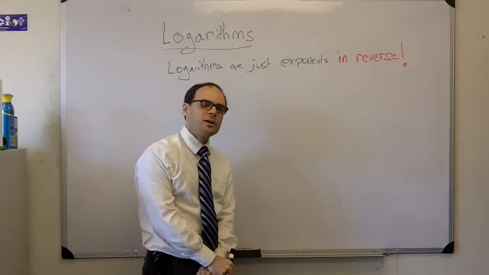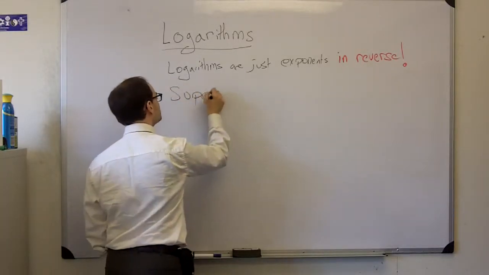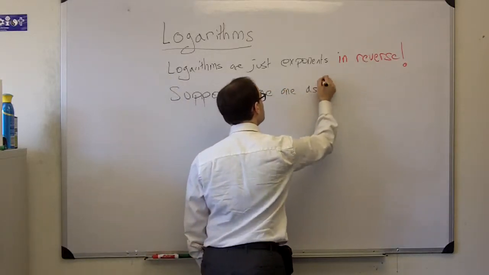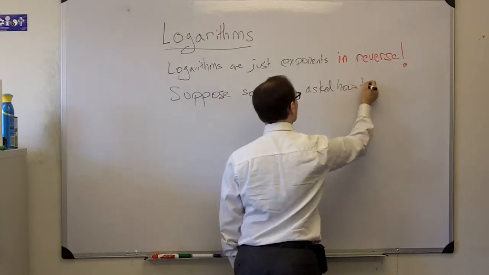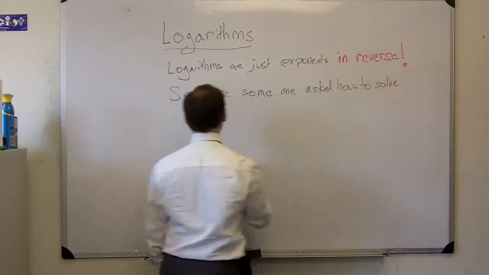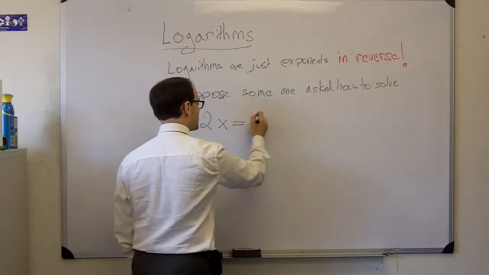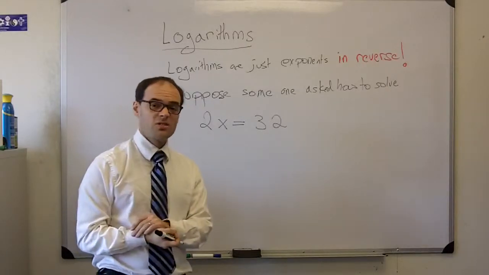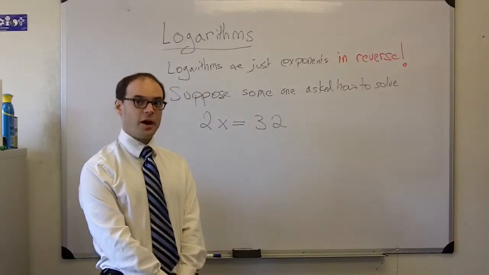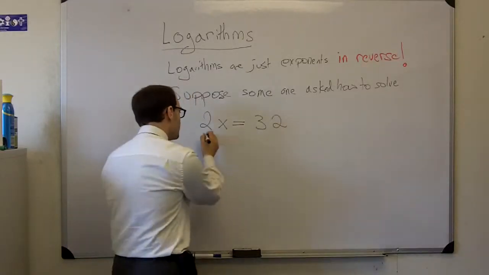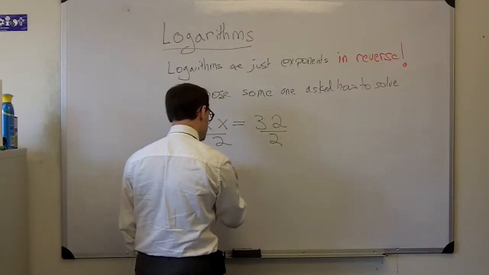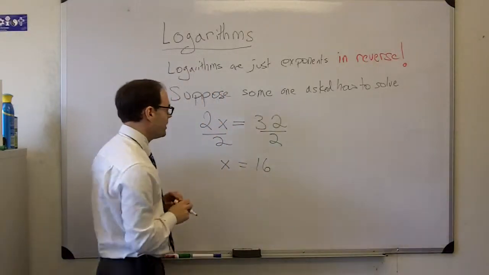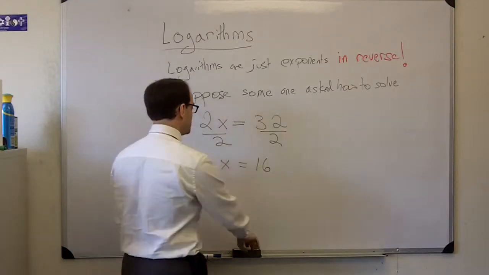What do I mean? Well, suppose someone asked you how to solve 2x equals 32. What do you do? Well, this is the sort of thing where you do the same thing to both sides. Maybe I divide both sides by 2, and I get x equals 16. Or maybe I multiply both sides by 1/2. That's the same thing. No problem there. So this is pretty easy, right? I can solve equations like that.